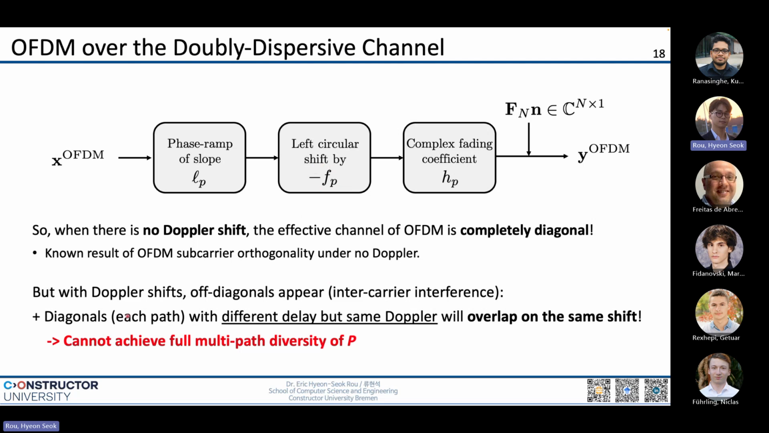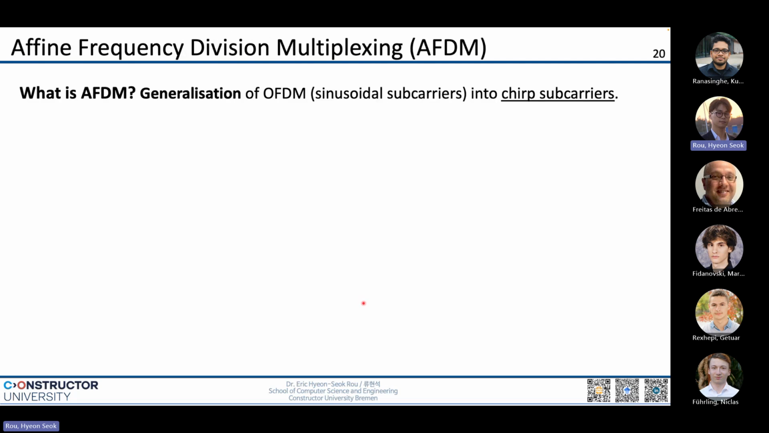And what this means, the implication of the second assumption, is that multiple paths are lying on the same diagonal if they have the same shift, and that means that OFDM cannot achieve full multipath diversity if there are P paths. So this is the biggest challenge that OFDM has been known for, and to mitigate this, we bring in the AFDM, which is a generalization of the OFDM signal.